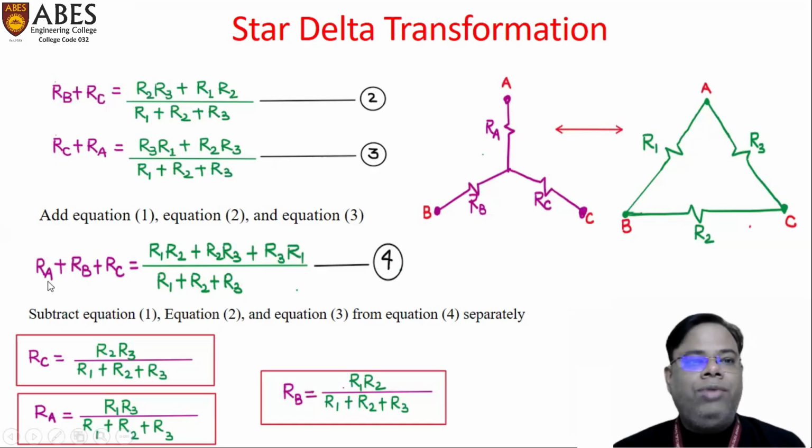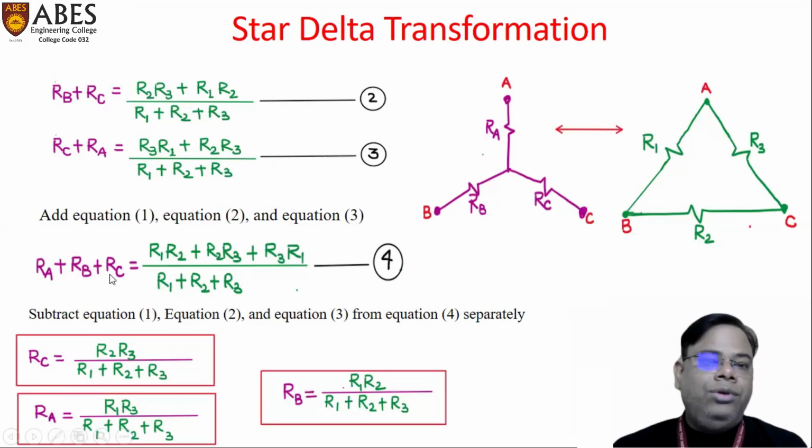For finding the values of RA, RB and RC in terms of R1, R2 and R3, we have to subtract equation number 1 from equation number 4, after that equation number 2 from equation number 4, and equation number 3 from equation number 4. This process we have to do separately. After subtracting equation number 1 from equation number 4, we will get the value of RC, because in equation number 1 the left hand side was RA plus RB. It means if we subtract RA plus RB from equation number 4, then the remaining term would be RC.